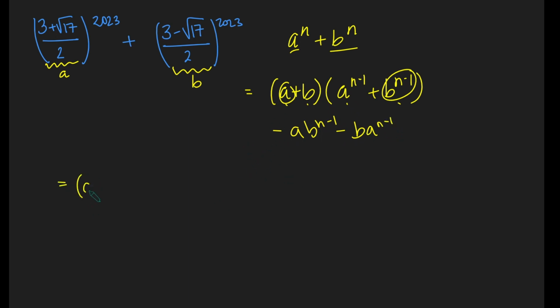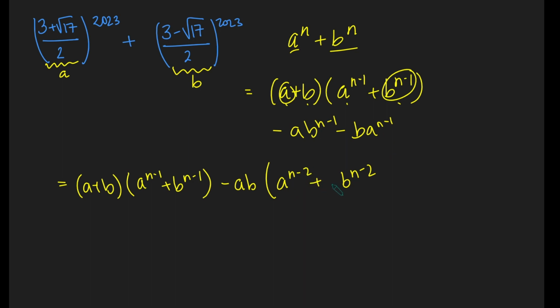Okay, so let's just neaten this out. We get (a + b) times (a^(n−1) + b^(n−1)). And then we're subtracting off these two terms, but both of these terms here have both an a and a b in them, so I may as well factor that out. And if I do that here, I'm left with b^(n−2). And this one, I'm left with a^(n−2). Maybe you can have a sense of where this is going.